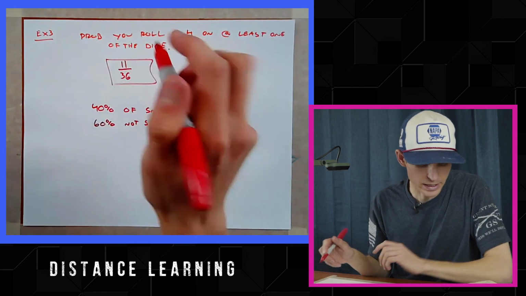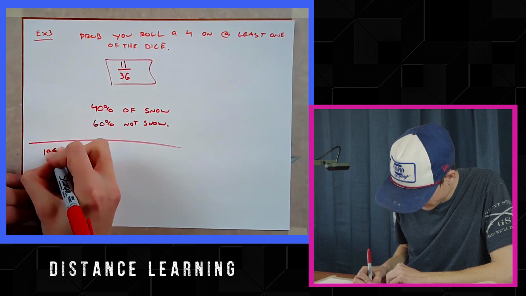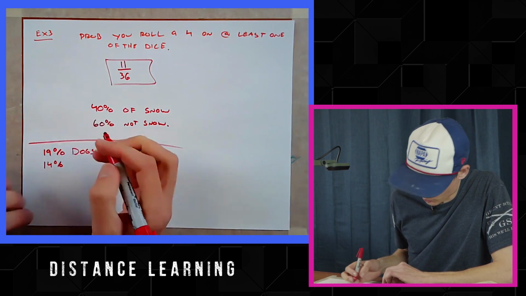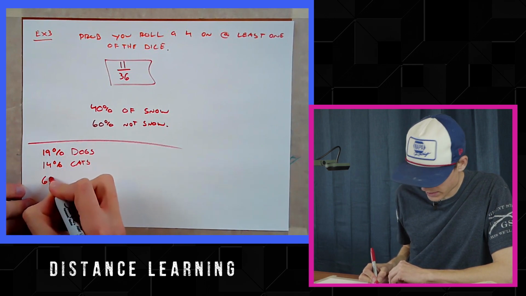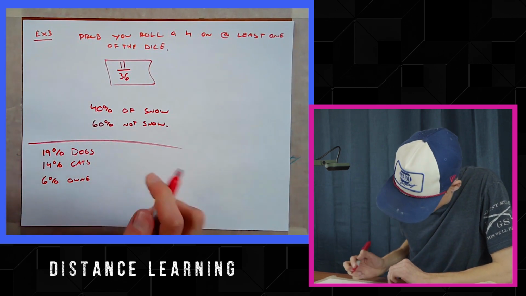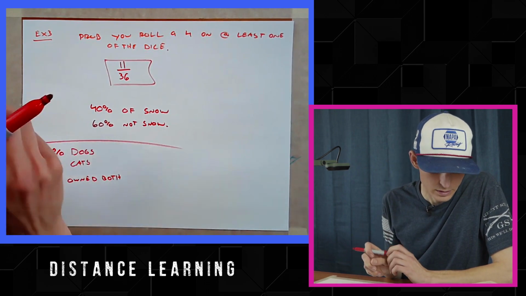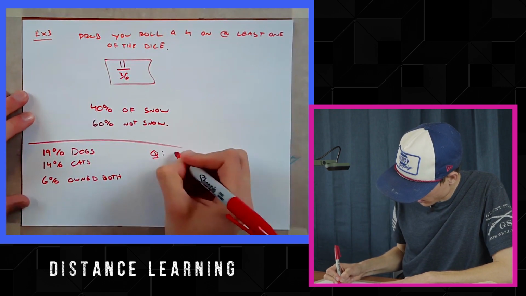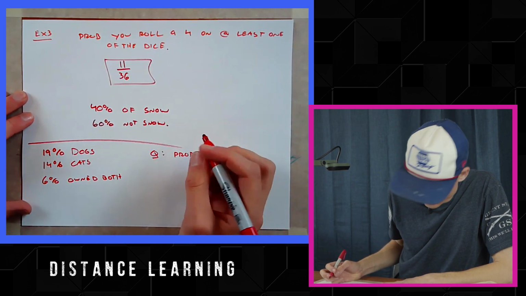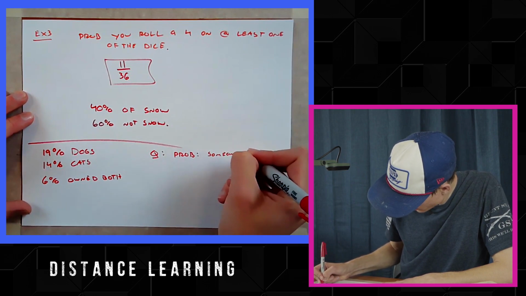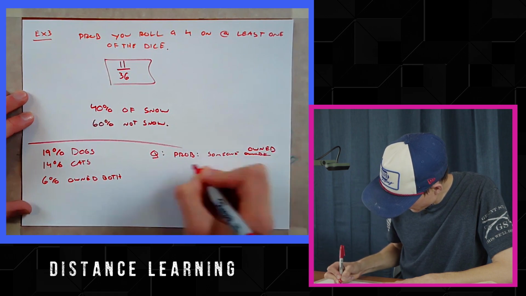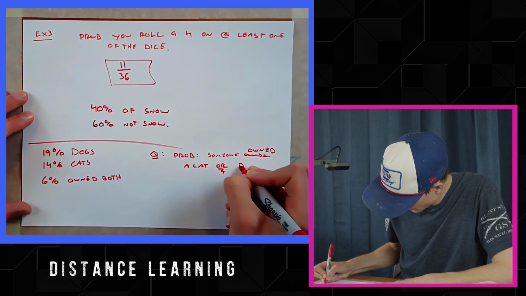So it says, a pet survey found that 19% of the population owned dogs, 14% of the population owned cats, and 6% of the population owned both a cat and a dog. So find the probability question. Probability someone owned a cat or dog.